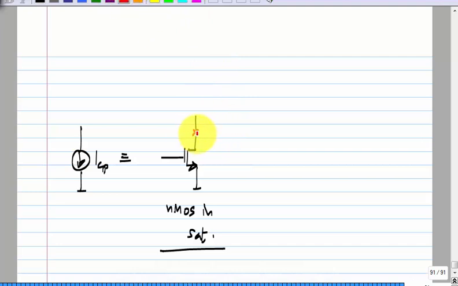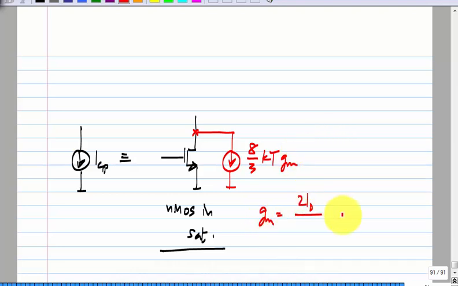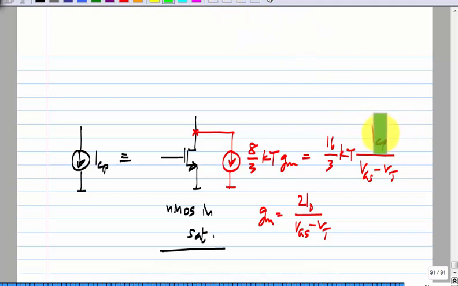So, basically the standard model is 8/3 kT GM, and in saturation, GM is 2 ID by VGS minus VT. So, this can also be written as 16/3 kT ID divided by VGS minus VT. The reason I expressed it in terms of ICP, that is the drain current, is that ICP is the primary parameter here, right? We are designing the current source for it.